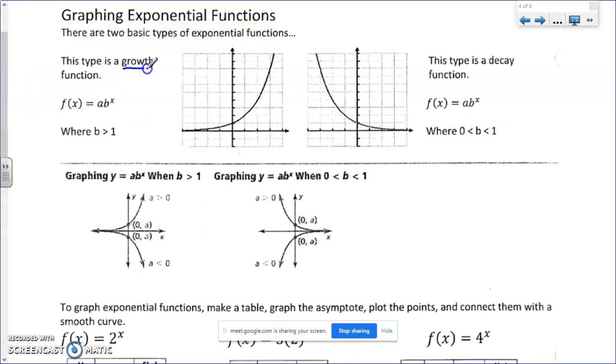There is a growth function. There is a decay function. If it's growing, it starts low and goes high. It can also grow negatively. So it will start high and go low, but it's going negatively. So it is growing negatively. Okay, if it's a decay function, it starts high and goes low, and then it can decay negatively also. Okay, so decay, we know 0 between that and that, yes?